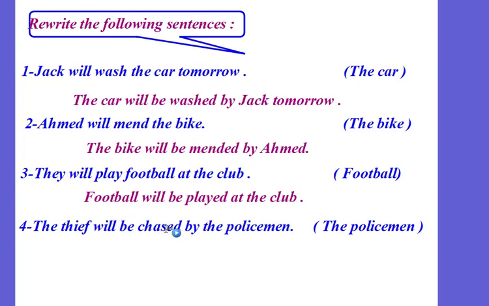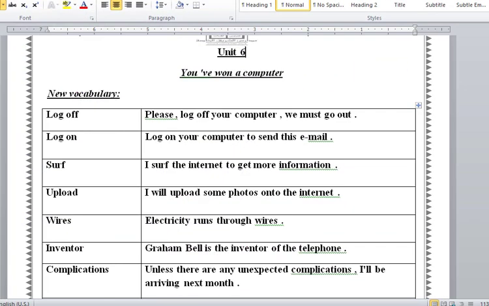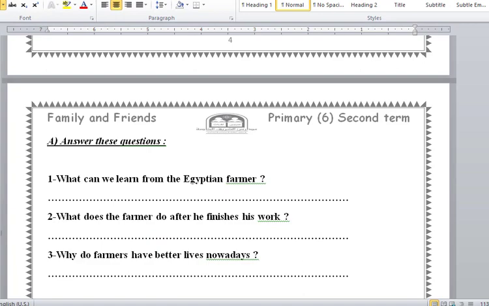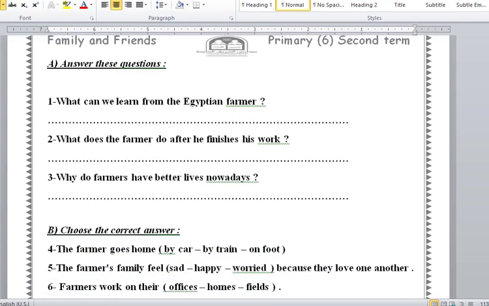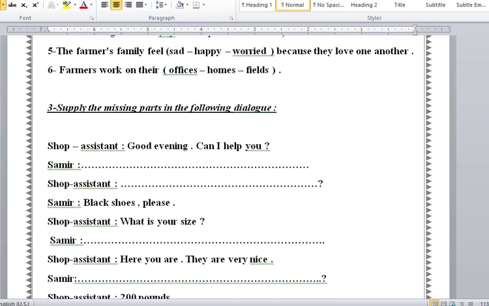Football will plus be plus PP and complete the sentence. The thief will be chased by the policeman. Here is the passive and you will turn it into an active, so it will be the policeman will chase the thief. Okay, now let's go to our sheet and start answering some questions to be more clear.